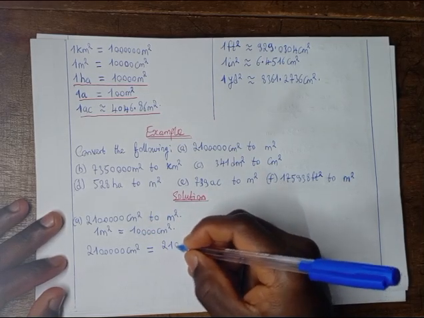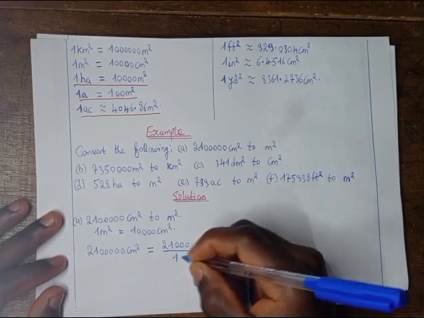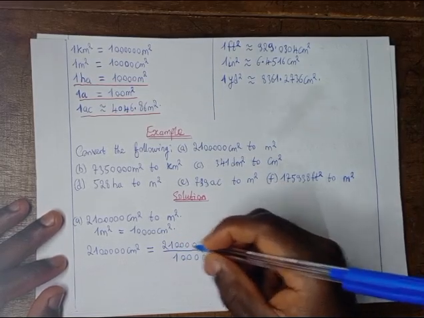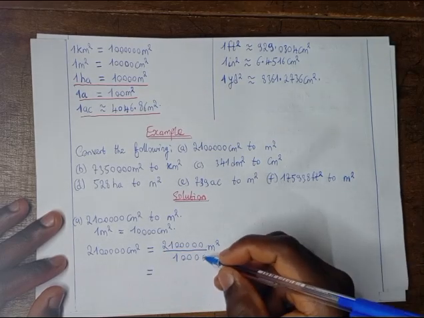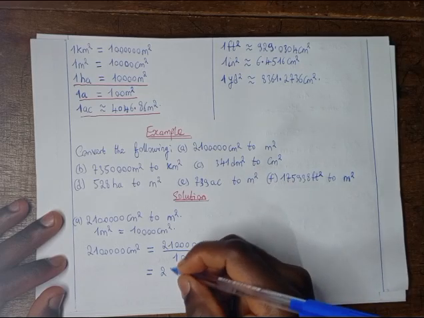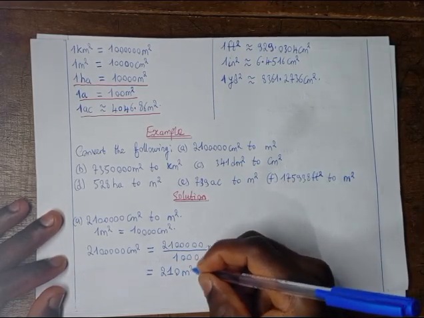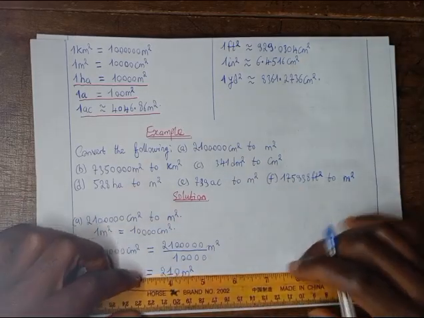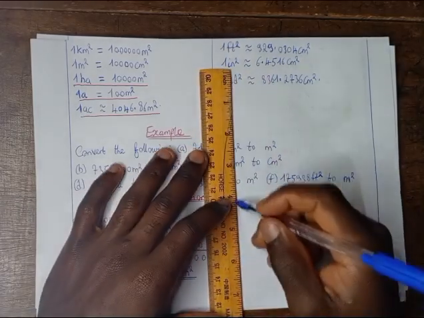So if we divided by 10,000, then the unit will be meters squared here. So this will simply be equal to 1, 2, 3, 4, 1, 2, 3, 4. These 4 zeros will go. This will give us 210 meters squared. We are done. Next, now we go to B.